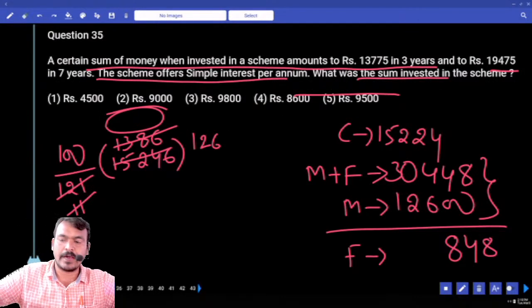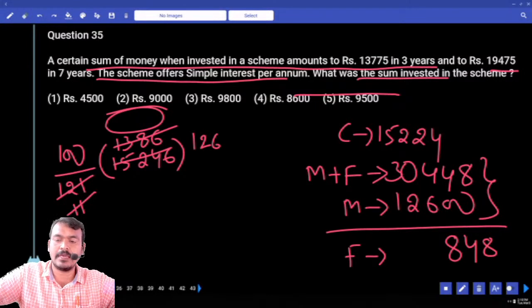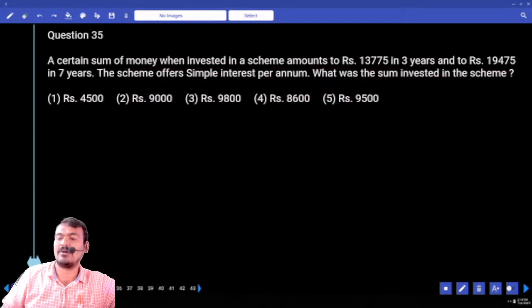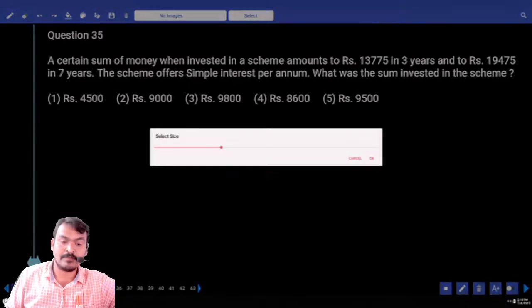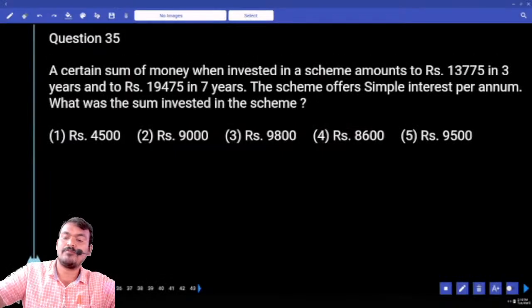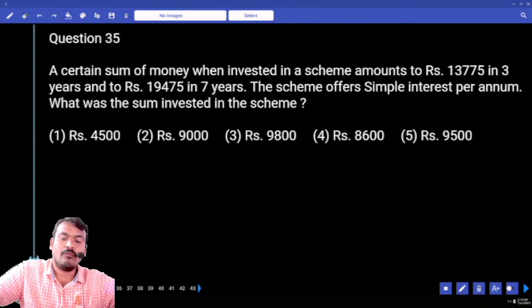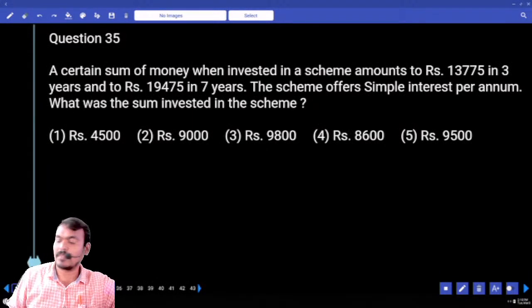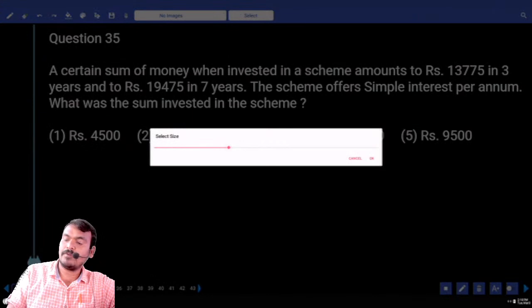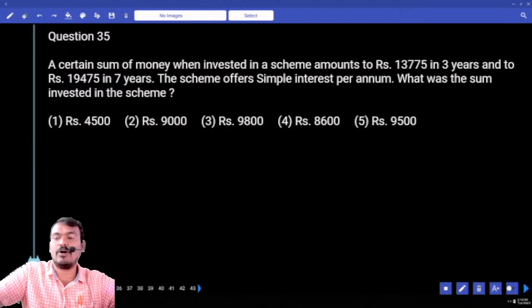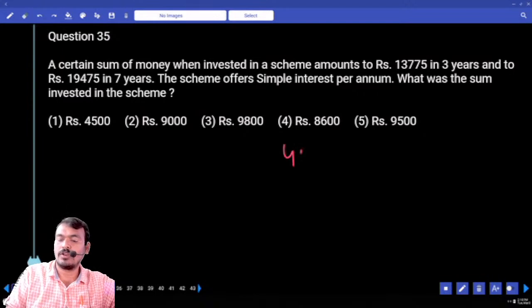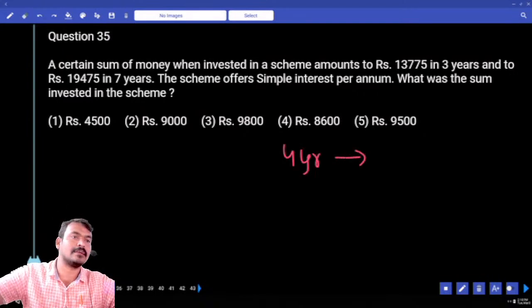Next, 35. A certain sum of money when invested in a scheme amounts to 13,775 in how many years? 3 years. And 19,475 in how many years? 7 years. The scheme offers simple interest per annum. What was the sum invested in the scheme? What is the first case time? 3 years. Second case time? 7 years. How many years are increased? 4 years. The increase is nothing but interest, or not?